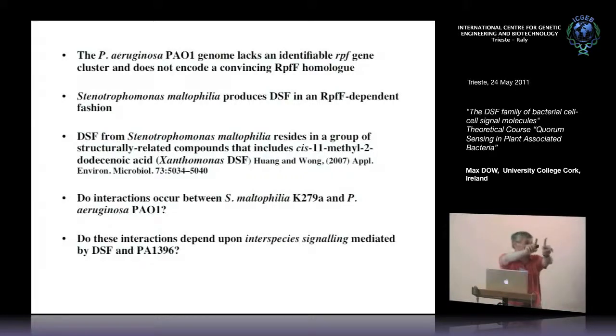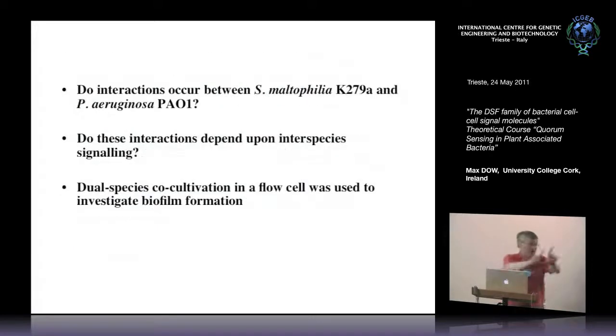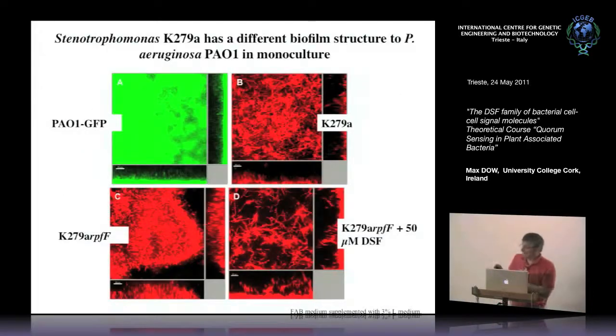So what we're going to do is put the two organisms together, and we're going to ask whether interactions occur. And the way we did this, it might seem a little bizarre, was to actually grow them together in a biofilm, in a flow cell, and look for interactions between them. So what the next few slides are going to show is these organisms grown individually, grown together, and then grown together where we've knocked out the rpf gene in Stenotrophomonas, and also when we've knocked out PA1396, the gene that we think senses DSF in Pseudomonas aeruginosa. So I apologize for anybody who's colorblind. This is bright purple.